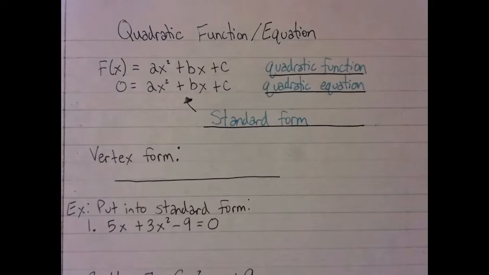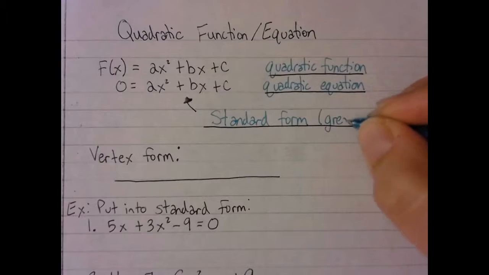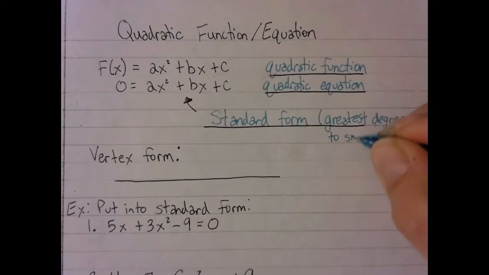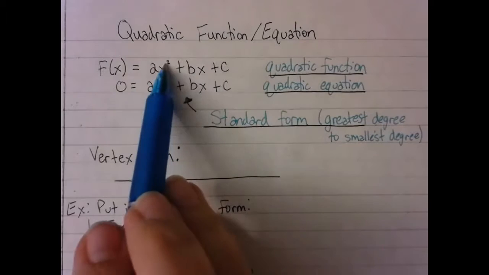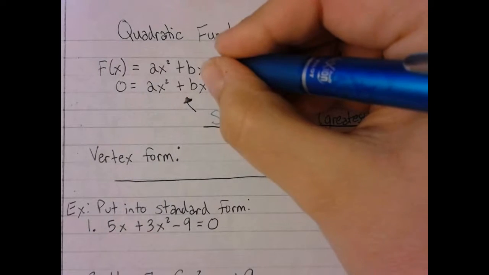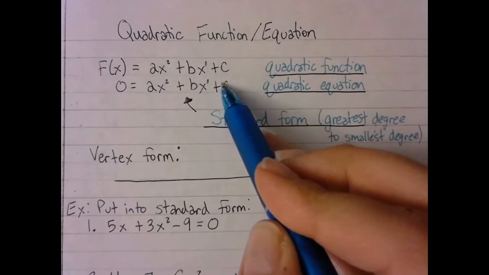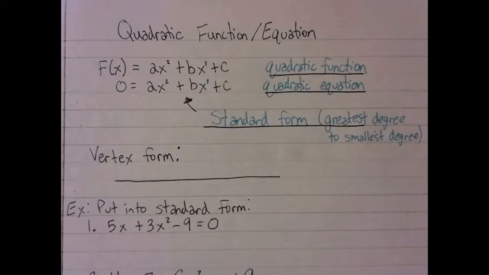This is where you go, oh gee, Miss Stratman, I completely forgot what standard form is. That's okay, a little reminder. Standard form, that's when you go from greatest degree to smallest degree. So for example, this term has a degree 2. This term has a degree 1, because remember, if there's no exponent, there's a 1 hiding there. And then your constants, if you just have a number with no variable, that's degree 0.